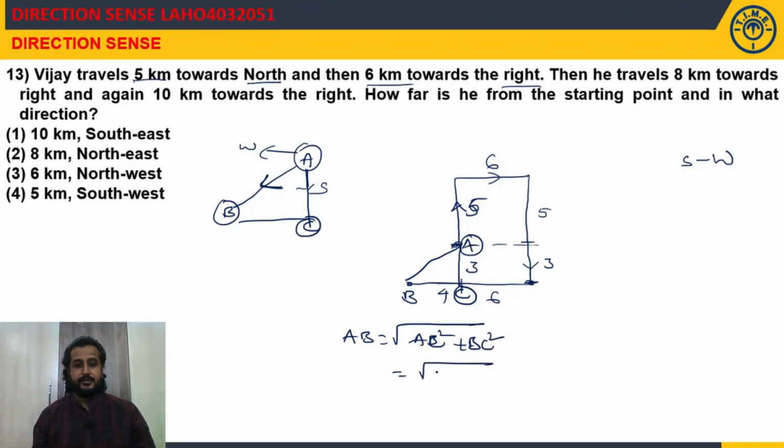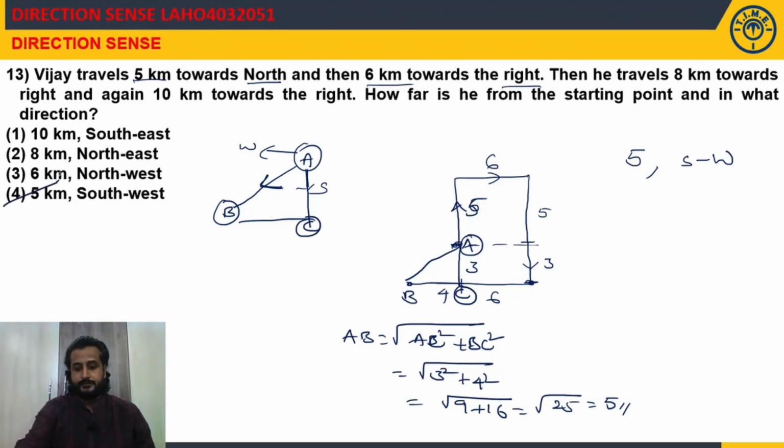What is the AC distance? 3 square. What is the BC distance? 4 square. So 3 square is 9. 4 square is 16, which is equal to under root of 25, and it is exactly how much? 5. So what will be my answer? 5 kilometers and southwest. 5 kilometers southwest is choice 4. So please note down. So choice 4. So by this time we got the clarity, right? How the questions will be answered in the direction sense. Direction, distance.